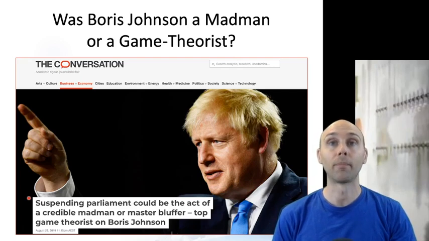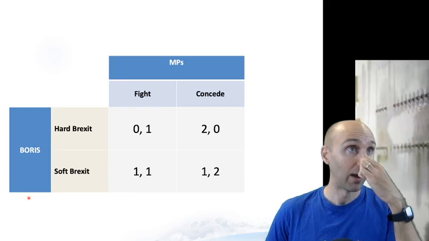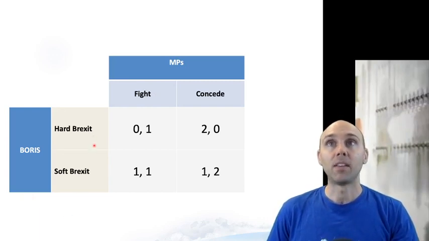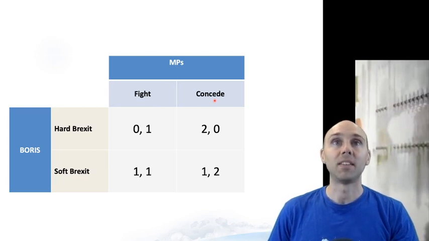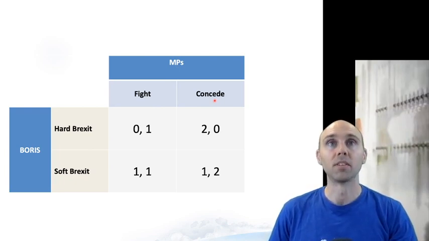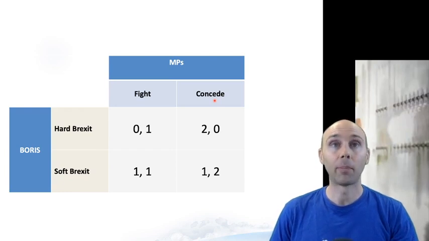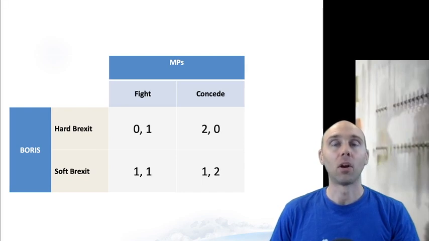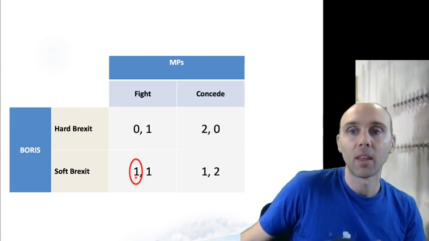We had a situation where Boris could propose either a hard Brexit or a soft Brexit, and the MPs could decide in Parliament whether to fight back or whether to concede and give in to what he wanted. Now, the MPs didn't want a hard Brexit. Boris wanted a hard Brexit. Let's start with if he proposed a soft Brexit. If he proposed a soft Brexit, he would get a payoff, let's say a payoff of 1.